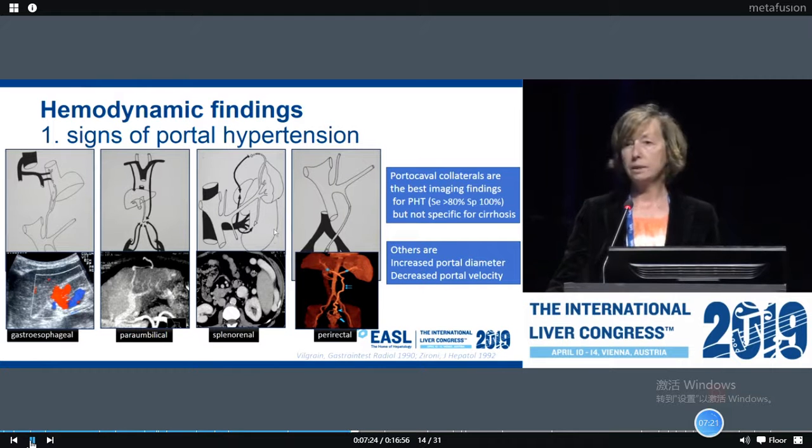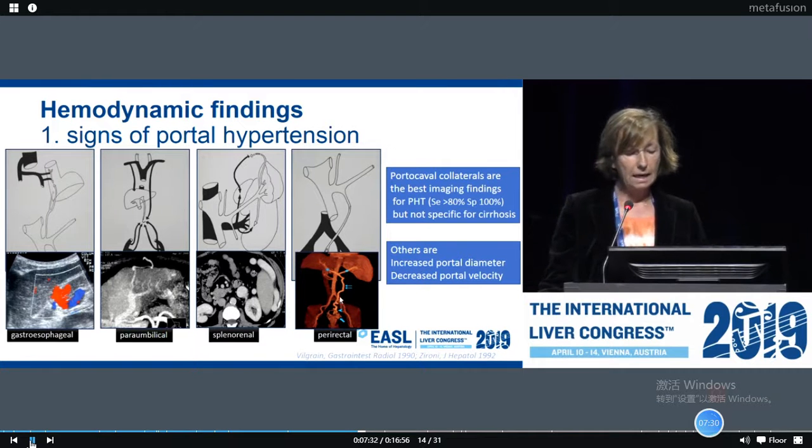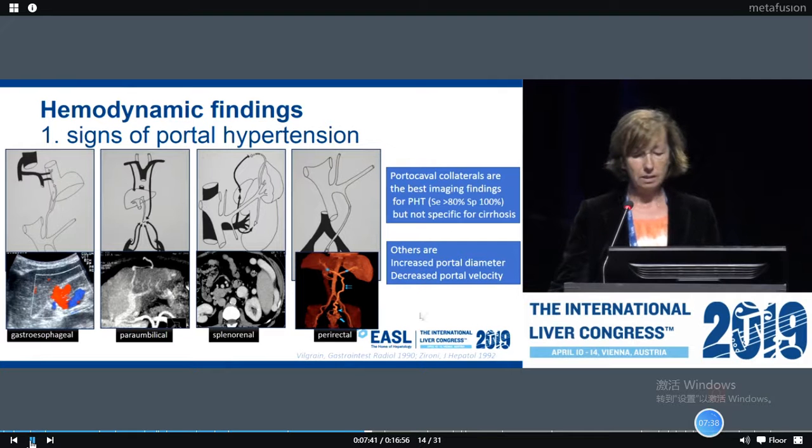The splenorenal shunts that can be either direct or indirect, and we see here large collaterals around the spleen. And last, the perirectal, with the reversed flow within the inferior mesenteric vein draining to the IVC.